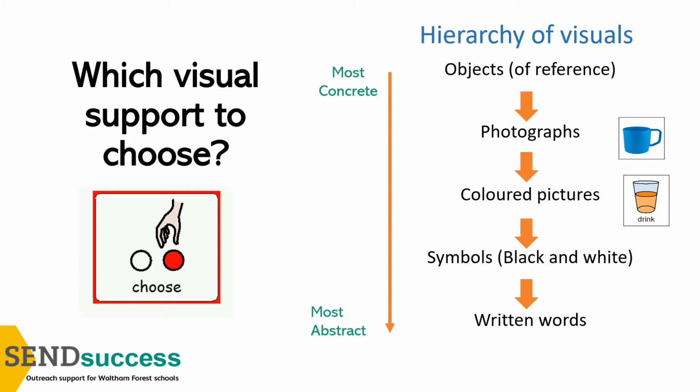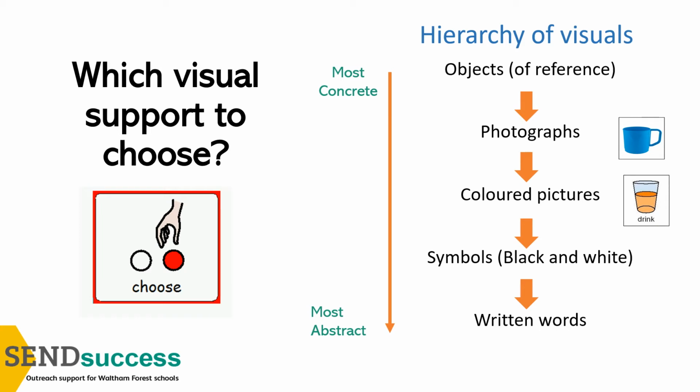It's important to note that it's not necessarily the case that as our children and young people get older, they naturally move through this hierarchy of visuals. Some of our older learners will still require pictures, will still require photographs, and some of our younger learners will be able to read and decode, and then understand that a word represents something. So it's just another example of how our visual support needs to be tailored to meet the needs of the child we're working with. And most importantly, they need to be able to understand it.